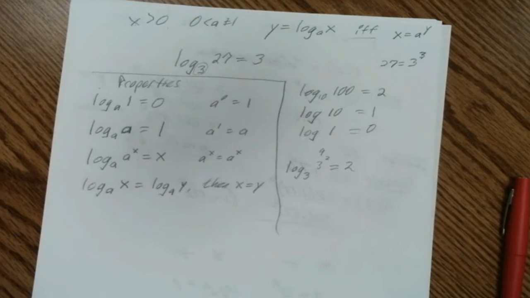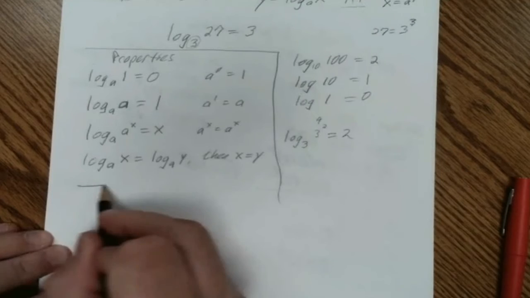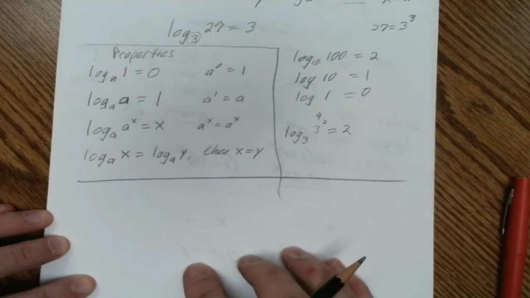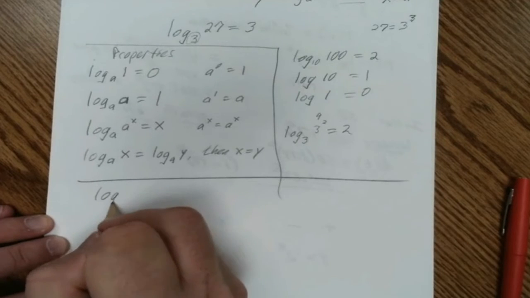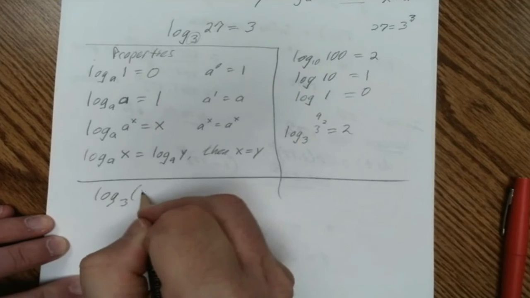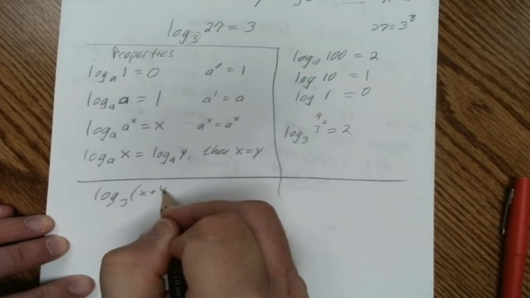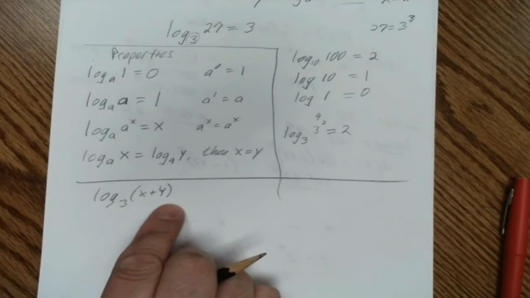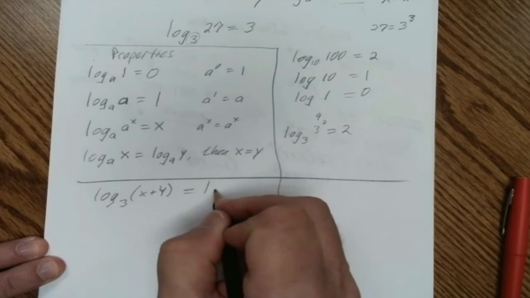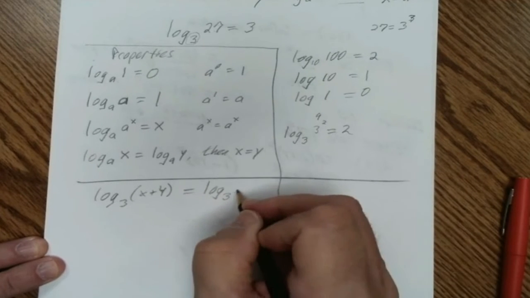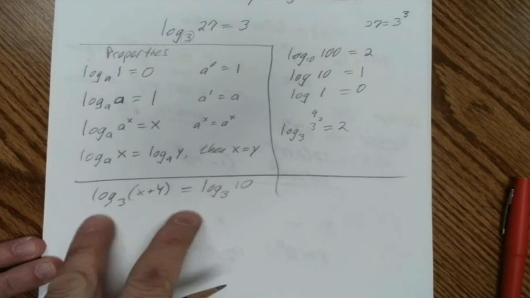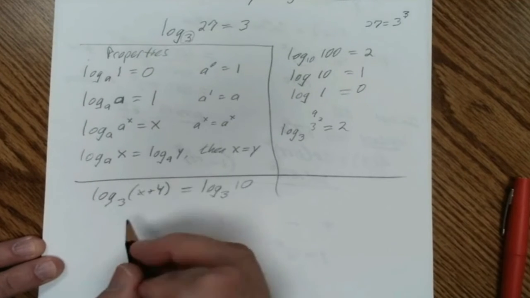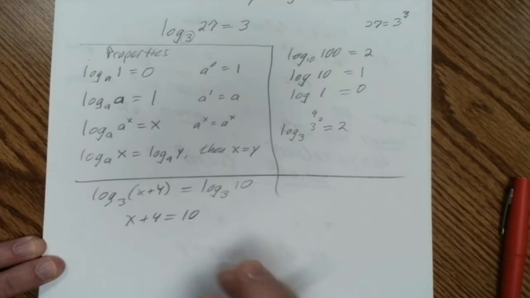Know that works every time. So let's look at a couple of examples of how this might be used, some of these properties here. In the examples they give us in our lesson, if we say log 3 of, and they put this in parentheses, because otherwise it's just log 3x. If we don't put that in parentheses, we're just talking about x and then adding 4 at the end. But put in parentheses, if that equals log 3 of 10, then using this property, that means x plus 4 equals 10.